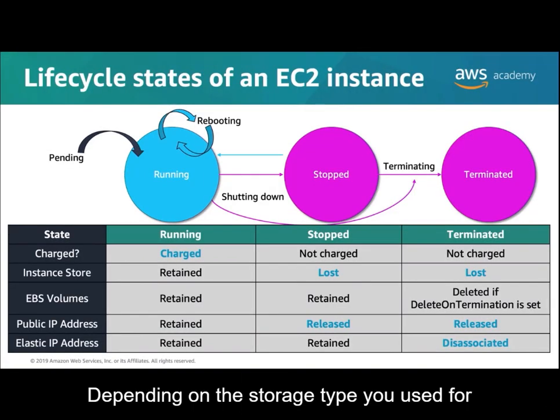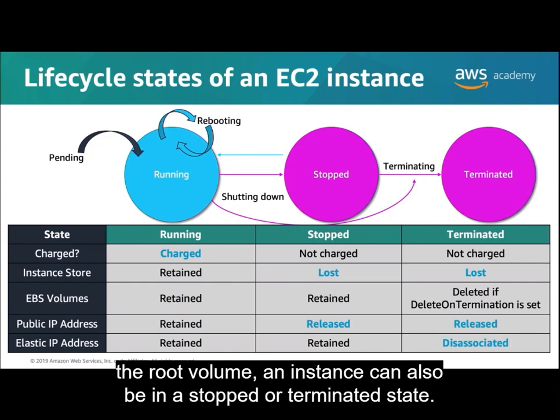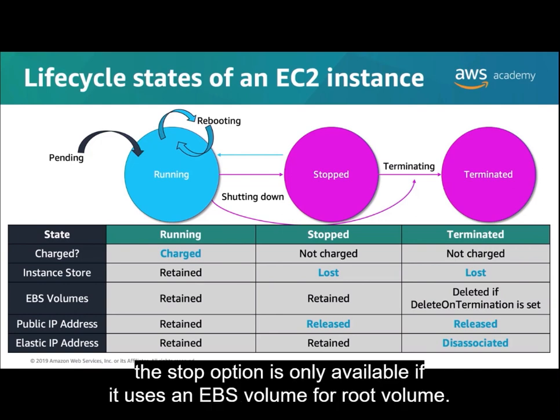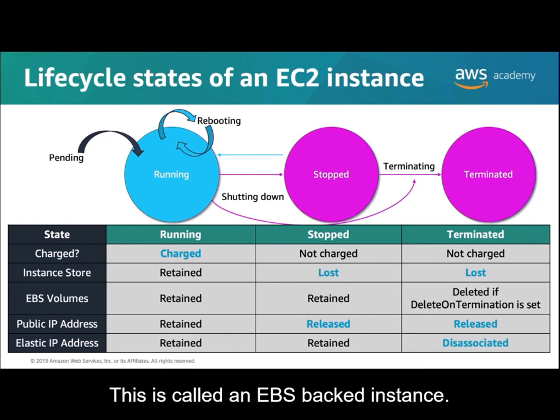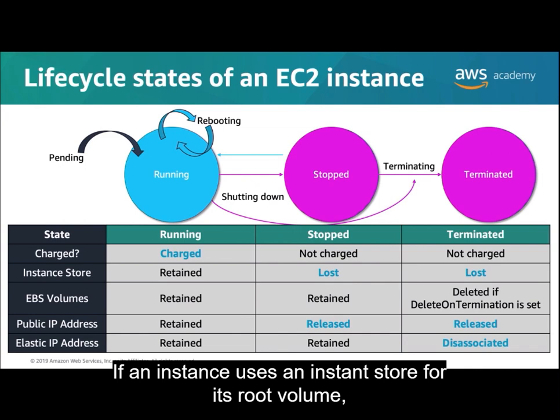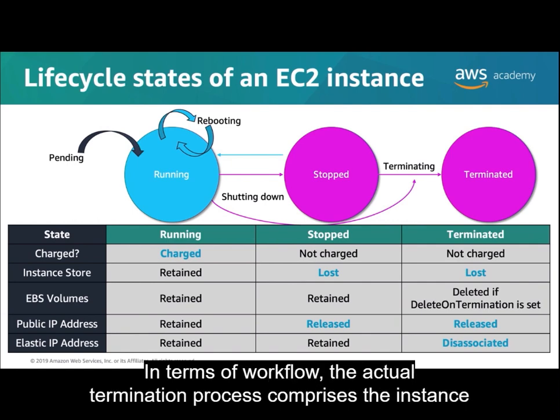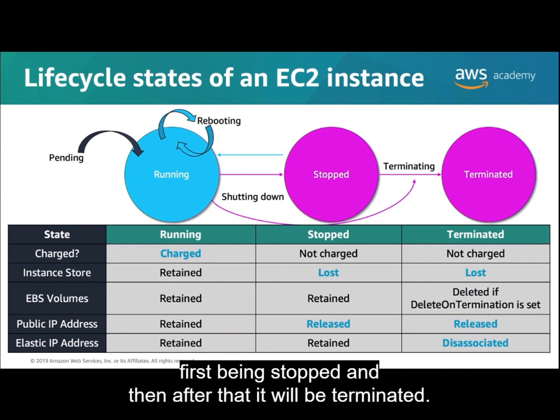Depending on the storage type you used for the root volume, an instance can also be in a stopped or terminated state. Now, look a little more closely at this. An instance currently in a running state can be stopped or terminated, but the stop option is only available if it uses an EBS volume for its root volume. This is called an EBS-backed instance. If an instance uses an instance store for its root volume, it can only be terminated, and the stop option is not available. In terms of workflow, the actual termination process comprises the instance first being stopped, and then after that it will be terminated.